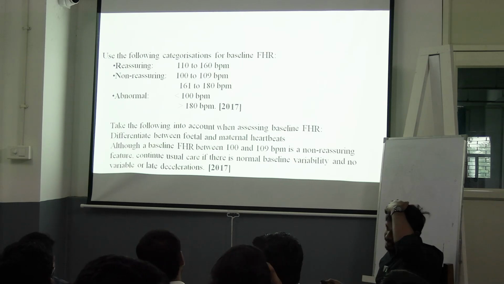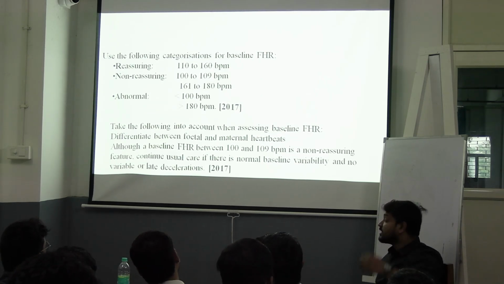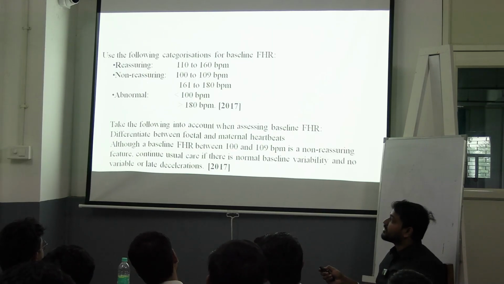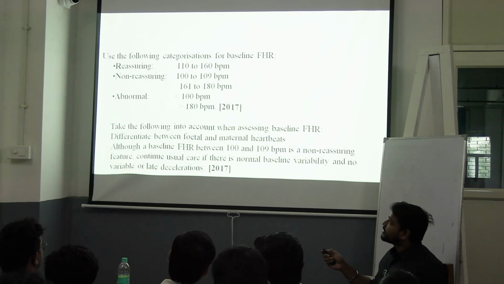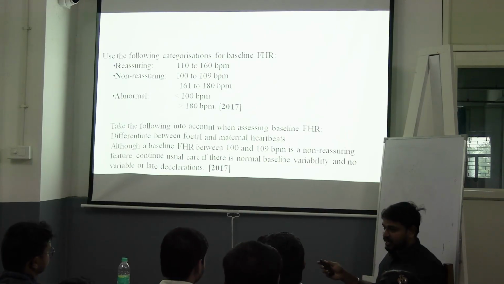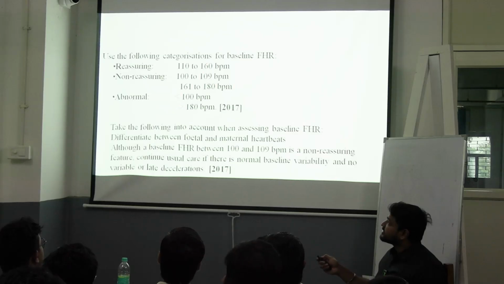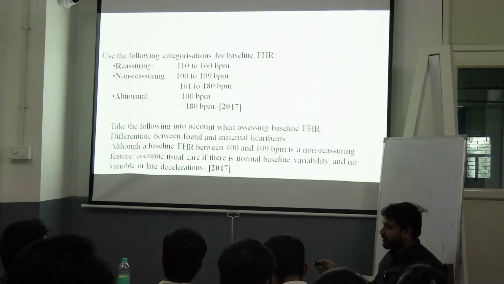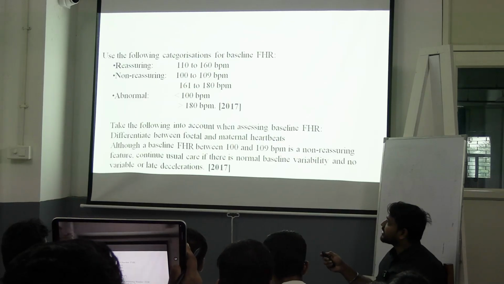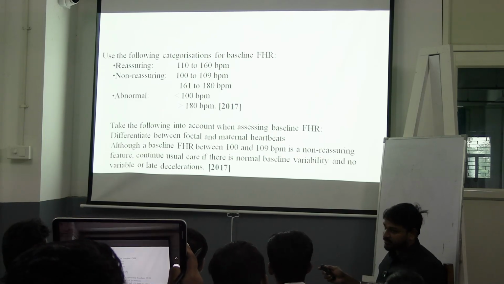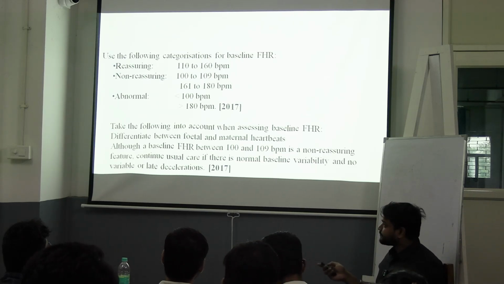So there are 3 categories for measuring the heart rate. You can say the heart rate is reassuring, non-reassuring, or abnormal. If it is 110 to 160, that is the normal fetal heart rate, and we call it reassuring. If it is less than 100 or more than 180, it is abnormal. Between these, we call it non-reassuring, so 100 to 109 or 161 to 180 BPM. You just remember reassuring and abnormal. Non-reassuring is in between.